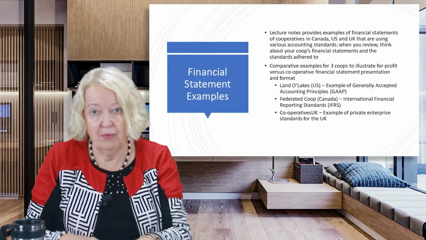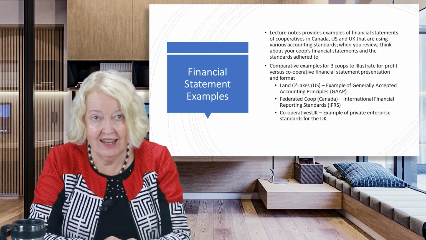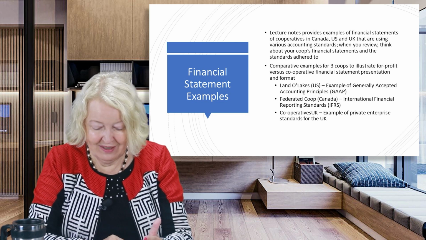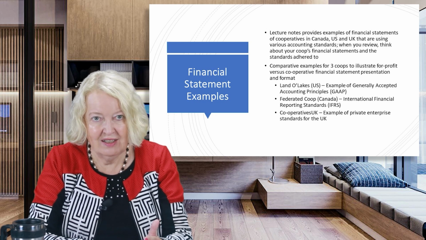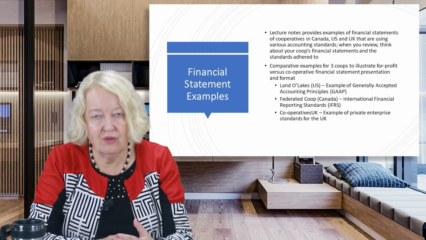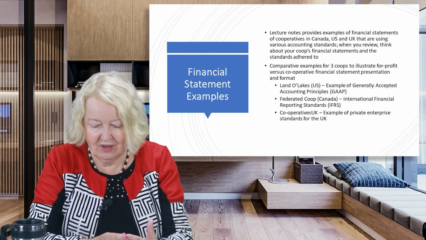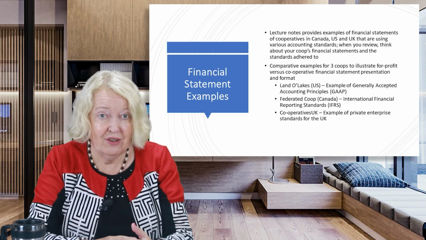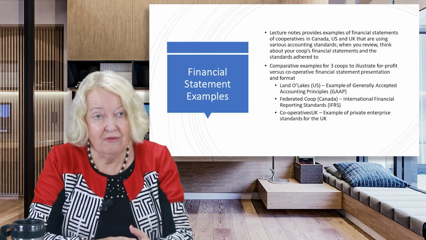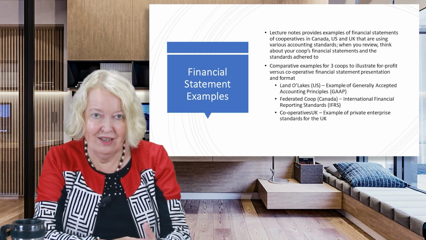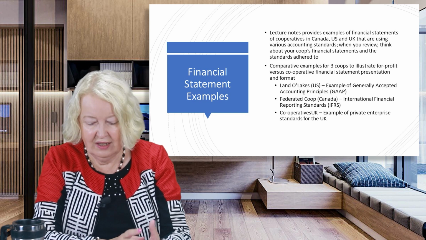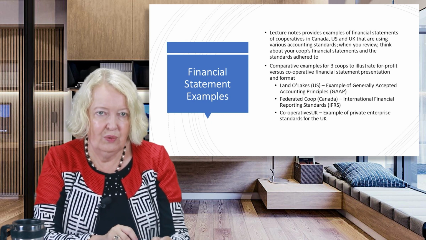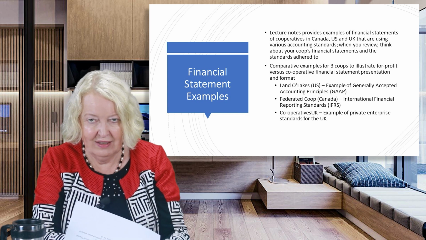So the lecture notes provide examples of financial statements of cooperatives in Canada, the US, and the UK. And also I've picked examples that use various types of accounting standards. So I've included Land O'Lakes, and they're US, of course, and they're using generally accepted accounting principles, GAAP. I'm using Federated Co-op in Canada, and they're using International Financial Reporting Standards. And then finally, in the UK, I'm using the industry association Cooperatives UK, and they're using the private enterprise standards that have been established for UK organizations. So you'll see the comparative analysis that I've done here in the examples in the lecture notes.